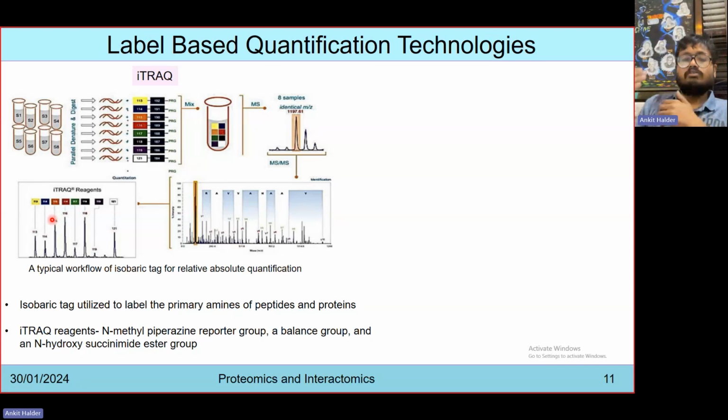So in this way we can get an overview, or an idea of which peptide is getting higher expression in which sample, which gives us a way to compare between two different conditions.